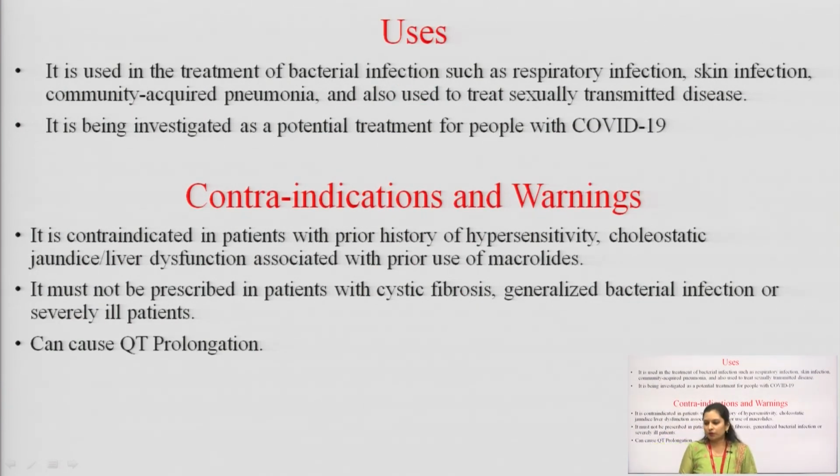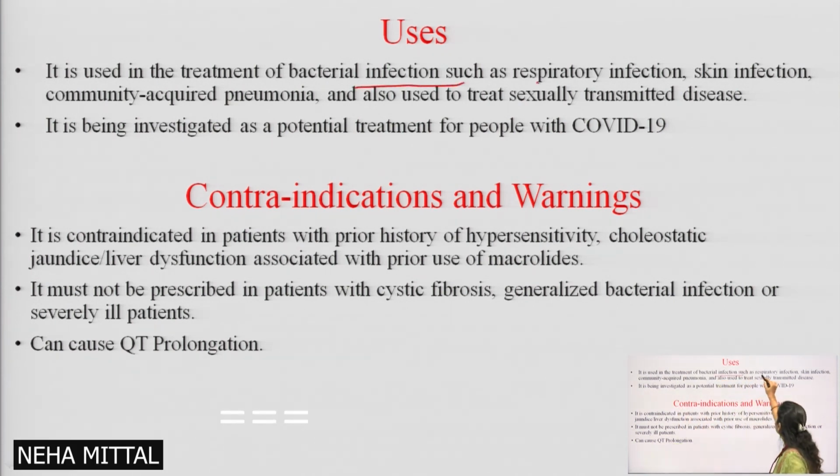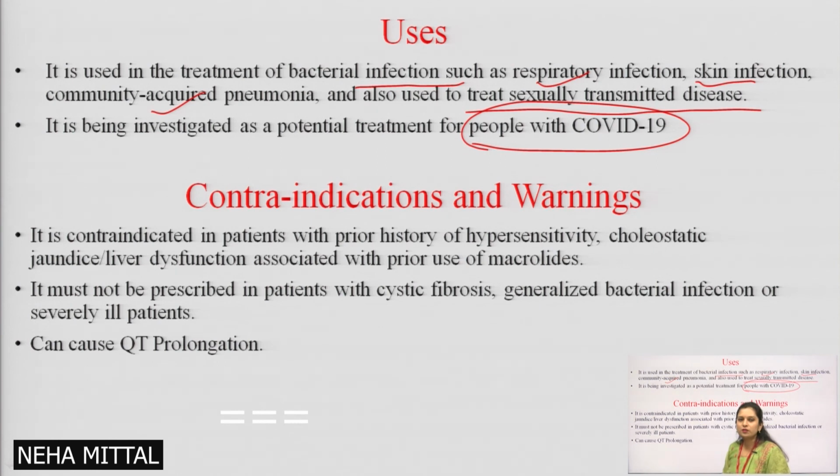Then we will discuss the uses. We will see that it is also used in many bacterial infections like respiratory, skin, community acquired pneumonia, and also used to treat sexually transmitted disease. As we saw, during COVID, azithromycin was used to treat the sore throat of patients.